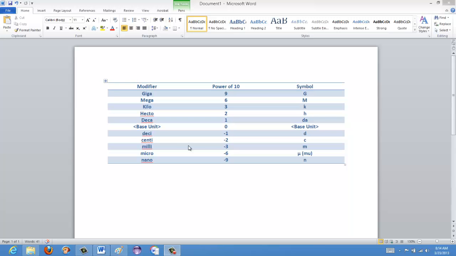Alright, now I haven't included the table of different types of things just because it's not really relevant to this topic. What we're really concerned about is looking at the modifiers, so giga, mega, kilo, and all the rest, and how they are related to powers of 10. So I'm going to do this by example. I'm going to show you two different ways to do this, one using a number line and the other one using a technique called unit analysis. So let's get to it.